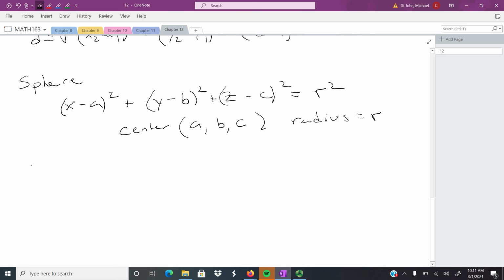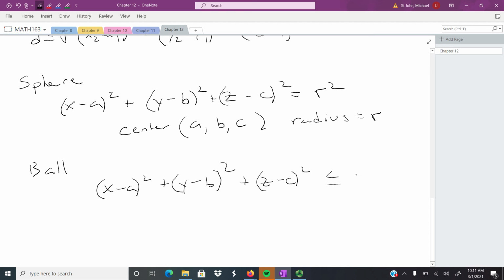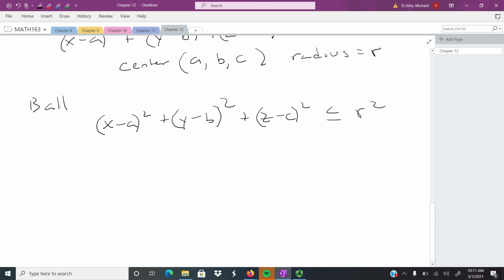And then we could have this for a ball. And so basically it's the same equation, except for one little difference, and that occurs at the end. This is now less than or equal to r squared. Right? So a sphere is just the outside shell. The ball is a solid object. Right? And then we could also have a unit vector for A in terms of this. Right?